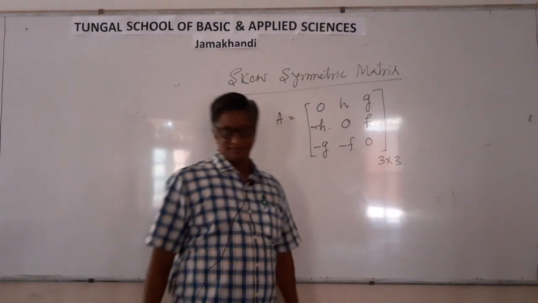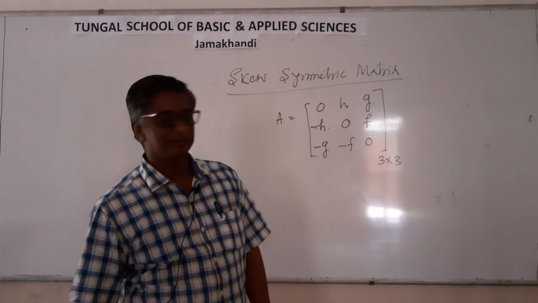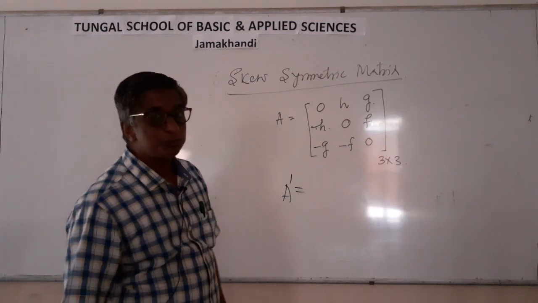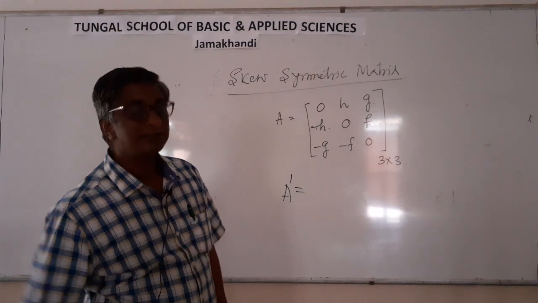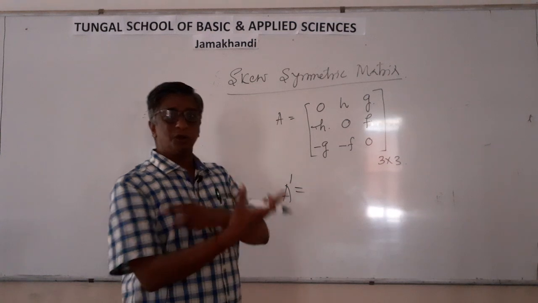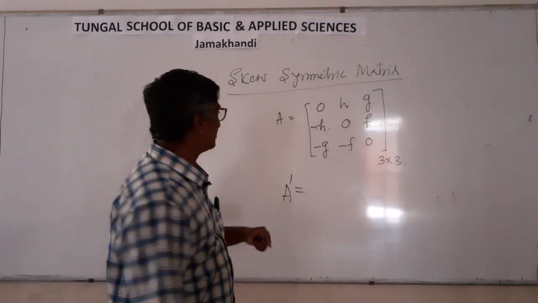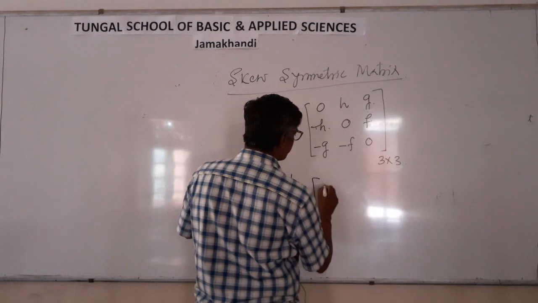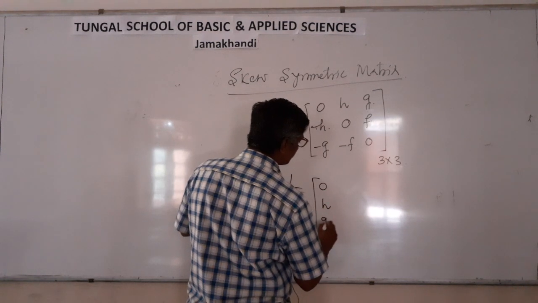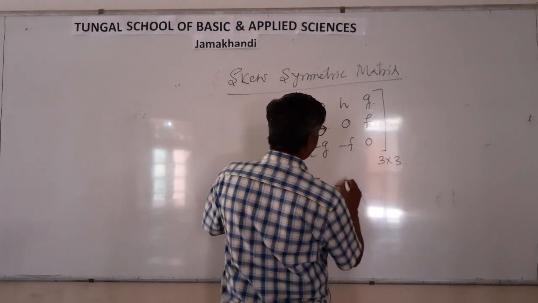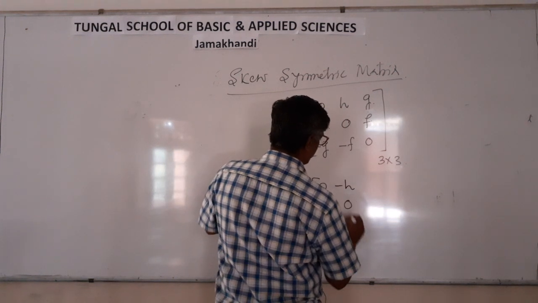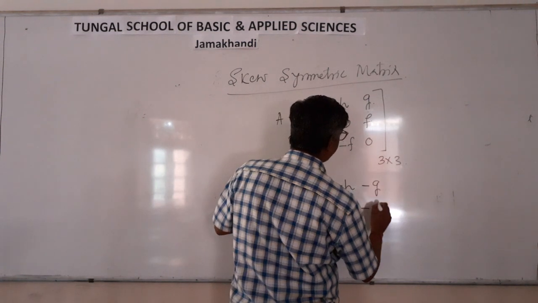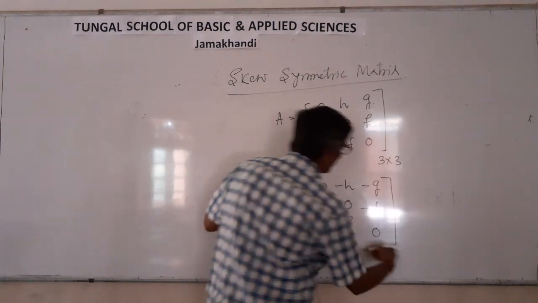Let us consider one more. A dash means the transpose of the matrix A. Transpose means changing the rows into columns. What happens here? First row, column: 0, minus H, minus G. Second row: H, 0, minus F. Third row: G, F, 0. How is it?